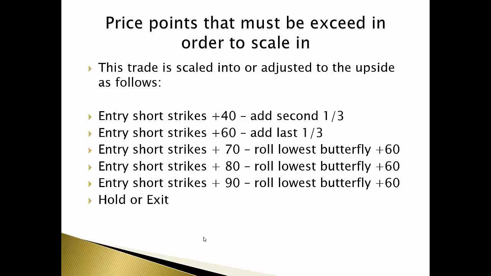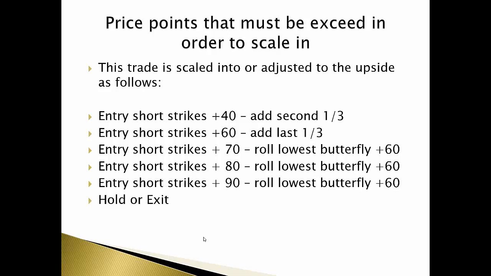So when we enter the trade, we're going to enter with 1/3 of a position. When the Russell hits our entry short strikes plus 40 points, we're going to add the second third. When the market hits the entry short strikes plus 60 points, our last third is entered. And then from there, every 10 points, we get a roll of our butterfly until we finally hit our short strikes plus 90 points. We will roll our lowest butterfly 60 points, and we're going to hold or exit till our loss number. And that's essentially how that works.